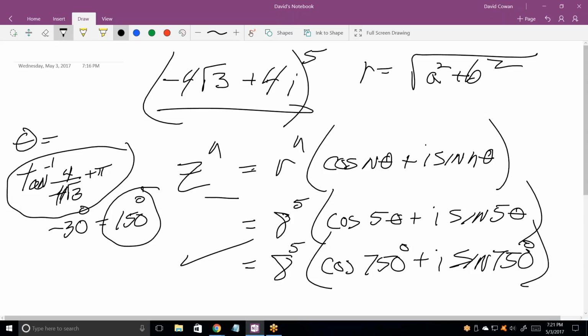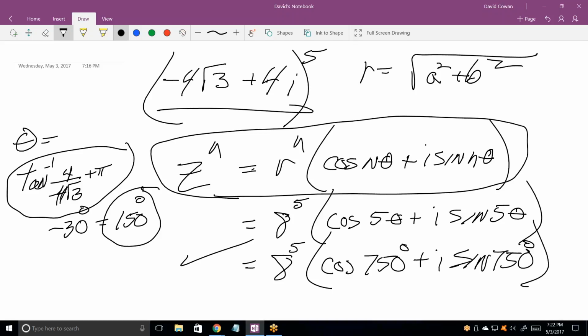This part right here is a nice and handy way of doing binomial expansions. In other words, I could use the binomial expansion theorem here, but that would be terrifically hard. That's going to be a whole lot harder than using De Moivre's theorem. And whatever these come out to be, cosine of 30 is root 3 over 2, sine of 30 is 1/2, and so you'll come out with a number.